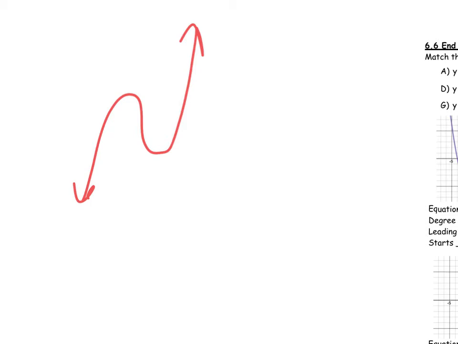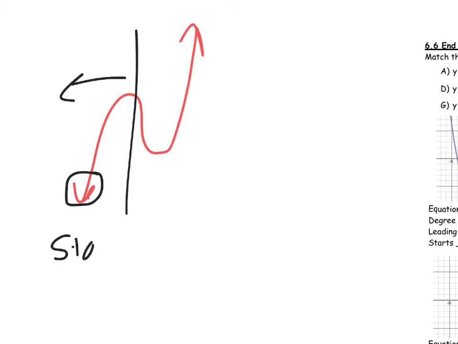End behaviors are where your graph is starting and ending. This is where my graph starts, because if you cut this in half, it's on the left-hand side. It's coming from the left. So this is where my graph starts. If you look at it, how does it start, positive or negative? Well, it's going down here, so that means it starts negative.